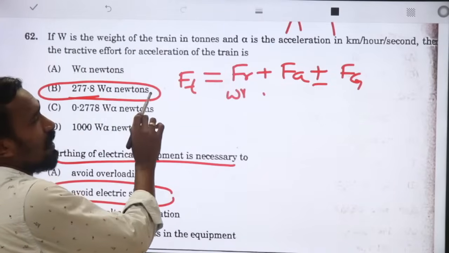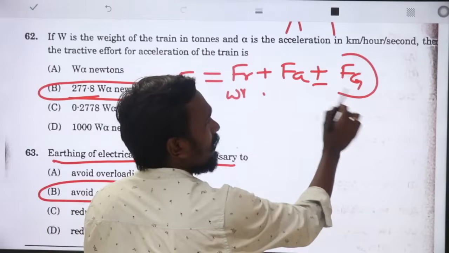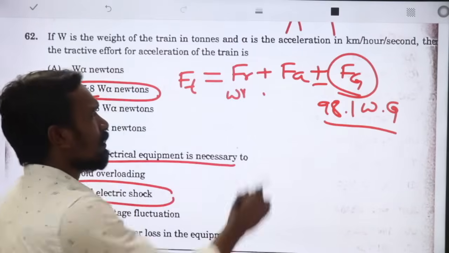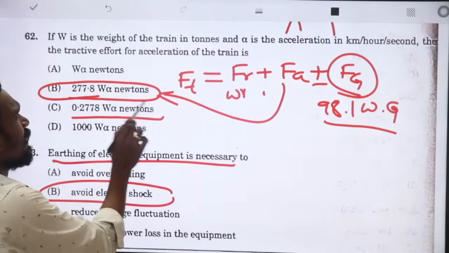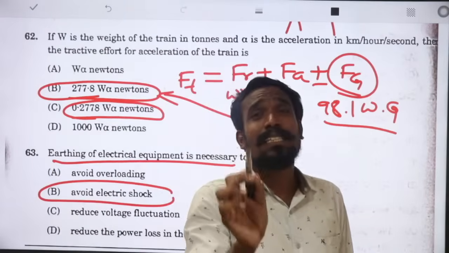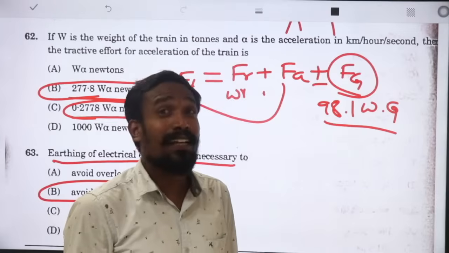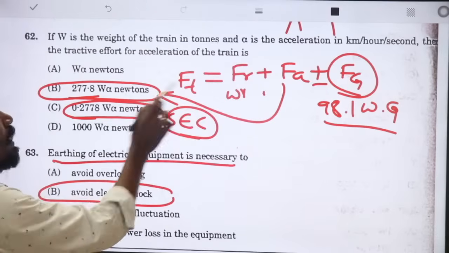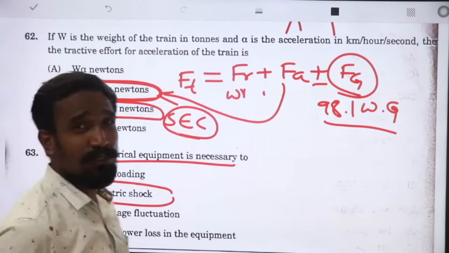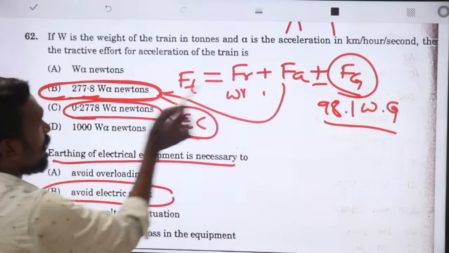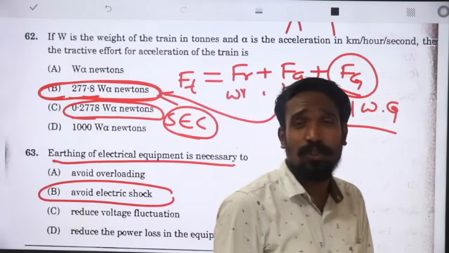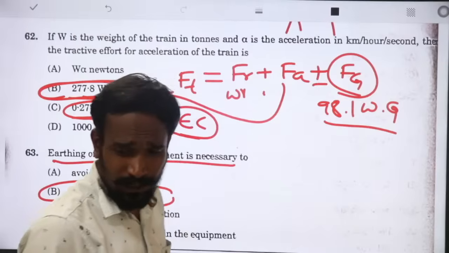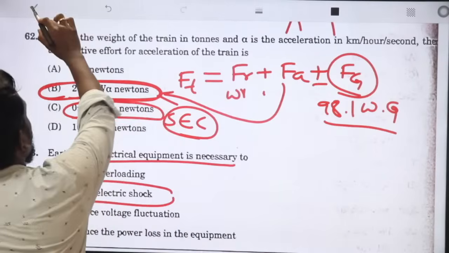277.8 into W into alpha newtons of force we require. And here also I gave you 98.1 into W into Z. So this is the answer. Don't make a mistake. This value we can also find in specific energy consumption. In the specific energy consumption formula we find this one, but in the tractive force formula, the required formula is this: the tractive force required for the acceleration is 277.8 into W into alpha. Very good. Nice. Let's go for the next question.